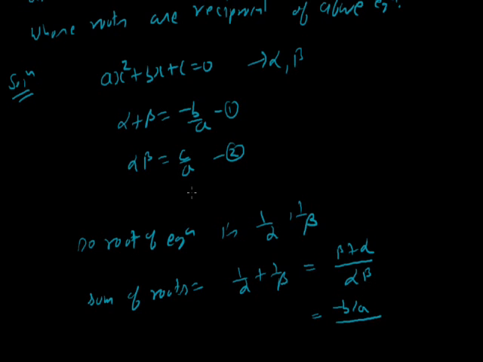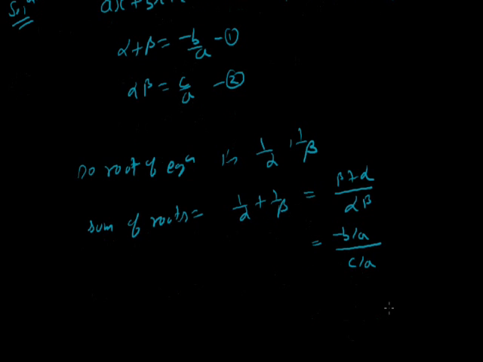What is the value of alpha into beta? That is c upon a. I put here c by a. So a and a get cancelled. So what is the sum of roots? Minus b by c. I get it.